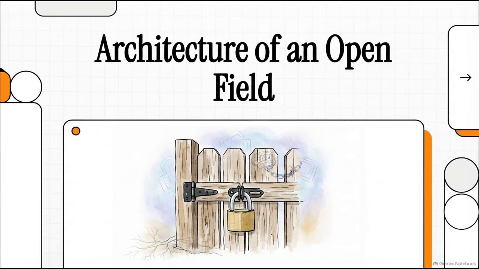All right, let's jump right into this explainer. Today, we're unpacking a piece called The Architecture of an Open Field. It's this incredibly short, 14-line text, but man, does it pack a punch. It explores the literal, physical actions of security and, more importantly, the hidden psychological costs of those actions.